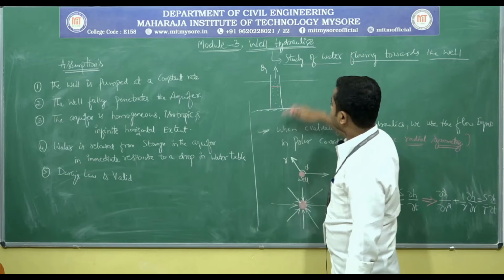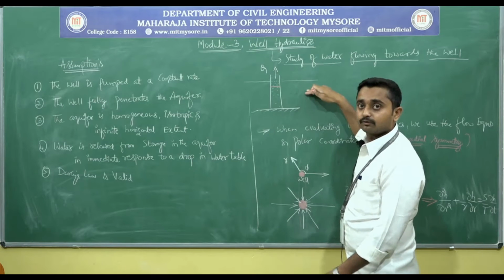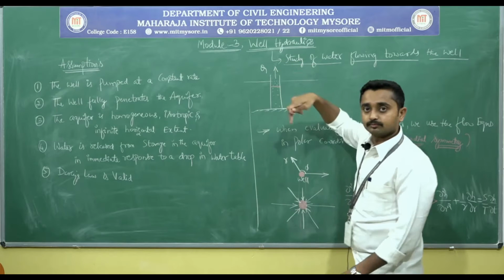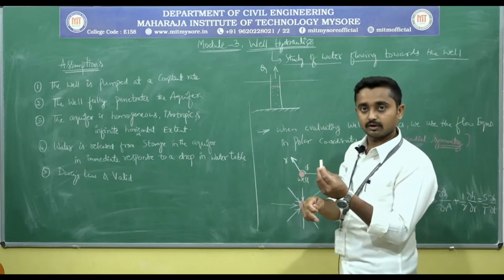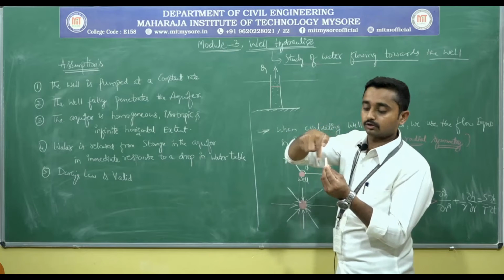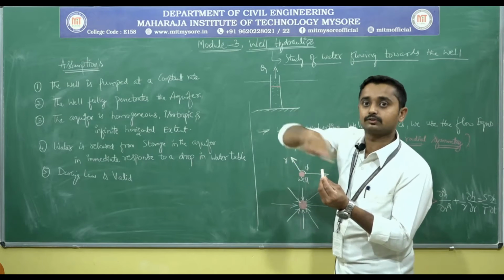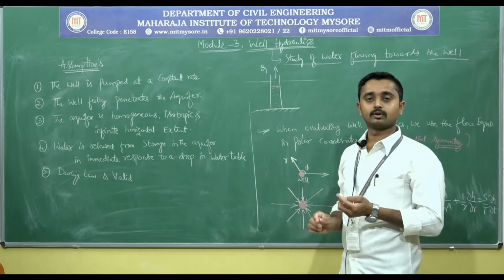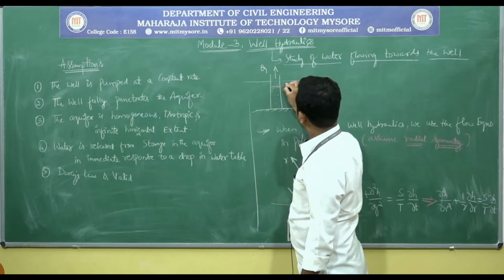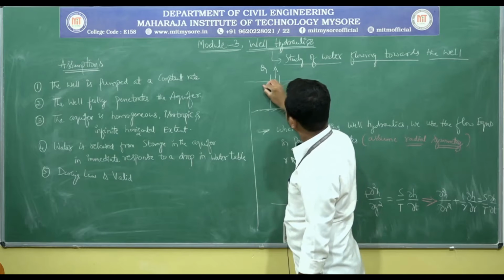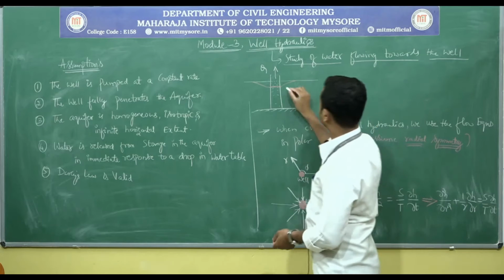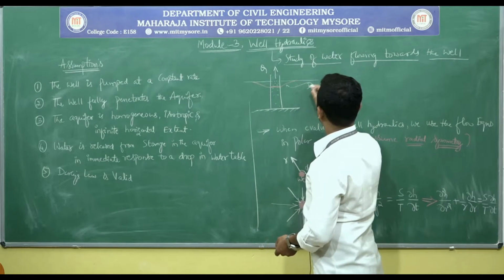Also, the water level in the aquifer, meaning the water level in the vicinity of the well, reduces. When pumping starts, the water level in the well and also the water level in the vicinity of the well both get reduced. The reduced water level forms drawdown.